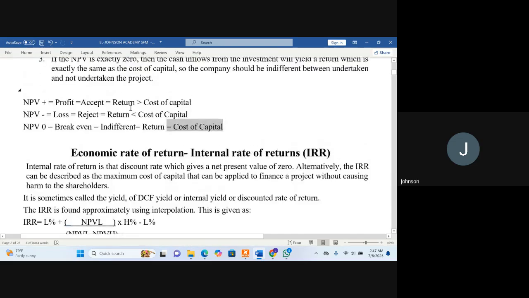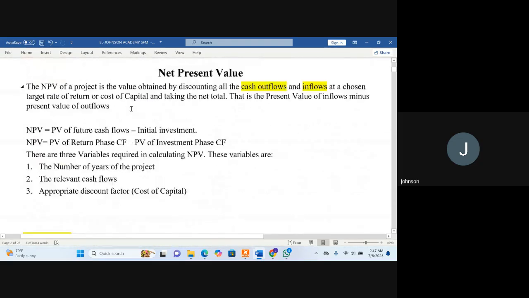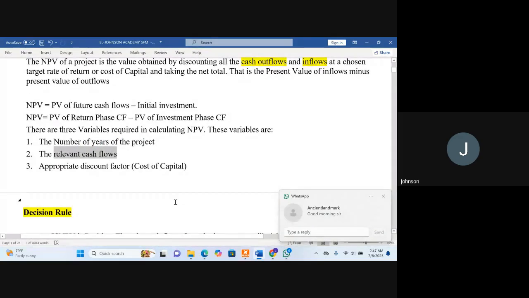So if you understand it, this is just the introduction to NPV. We will now go and look at how to identify our relevant cash flows, how to look at the appropriate discount factor, and how to look at other things that are important for the NPV.